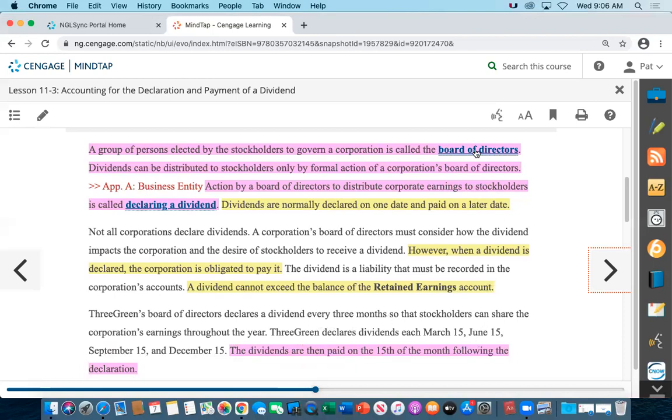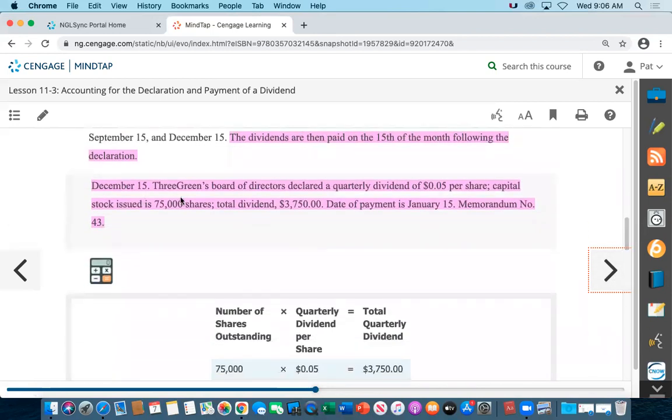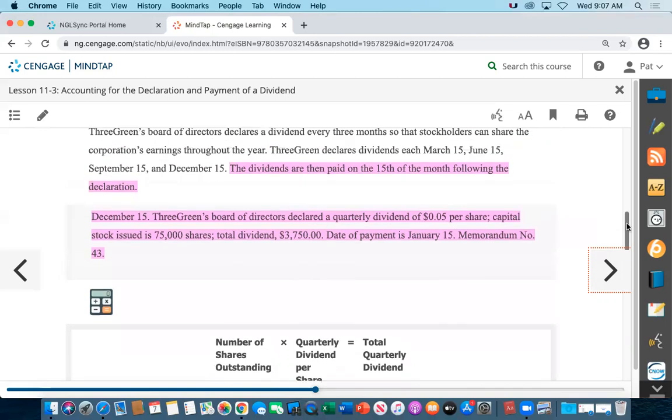So how do they get declared? By the board of directors. They declare it one month, and on the 15th of the following month, they make it happen. So our transaction: 3 Green's board of directors declares a quarterly dividend of $0.05 per share. Capital stock issued is 75,000 shares for a total dividend of $3,750. Date of payment is January 15th.